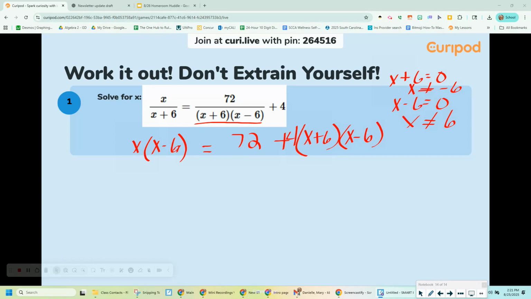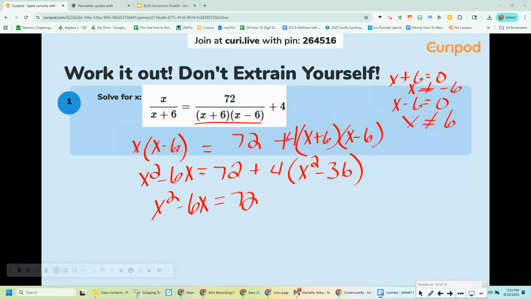Now I've dropped the denominator already. Let's go ahead and do our distribution. So I have x squared minus 6x equals 72 plus 4 times x squared minus 36. Keep going. x squared minus 6x equals 72 plus 4x squared minus 144. Let's combine like terms before we start moving anything.